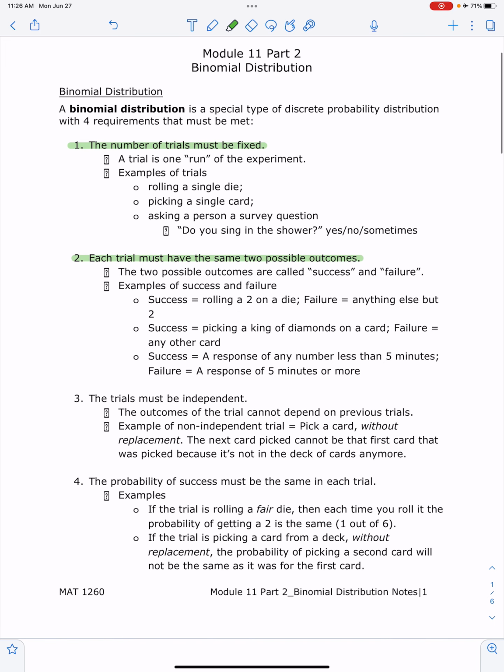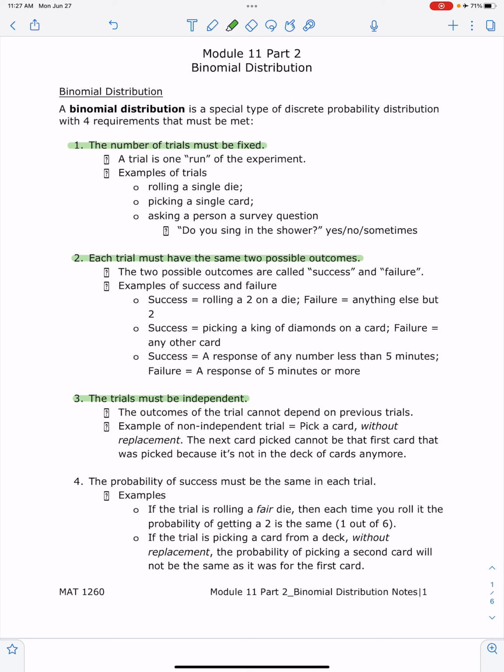The third thing that must happen is the trials have to be independent, which means we are not drawing a card and not replacing it. Every single time I roll a fair die, I have the same probability for rolling that 1. So those are independent trials.